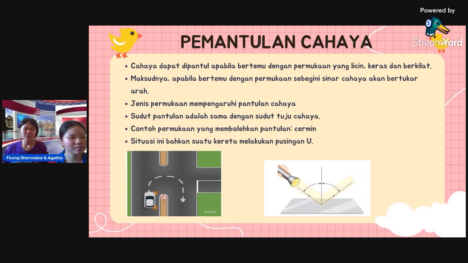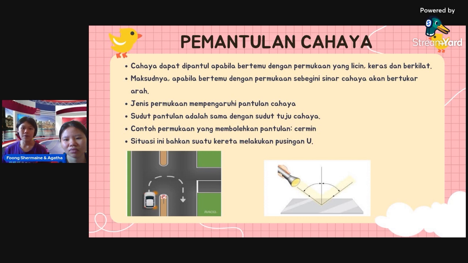Okay, so the answer to the question just now is light reflection. We are able to see our own image in the mirror because of light reflection. Light is able to reflect when it meets a smooth surface. What this means is that when the light meets a smooth surface, the direction of the light will change. So the angle where the light came from is the same as the angle of reflection.